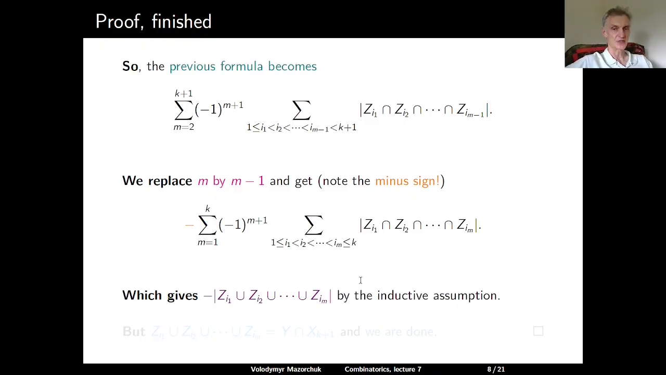By the inductive assumption, this gives us exactly minus the cardinality of the union of z_{i1}, z_{i2}, and so on, z_{ik}. This should be k, of course. But this union, by definition, is equal to y intersection with x_{k+1}, because intersection distributes over the union, and this exactly implies our formula. So this completes the proof.